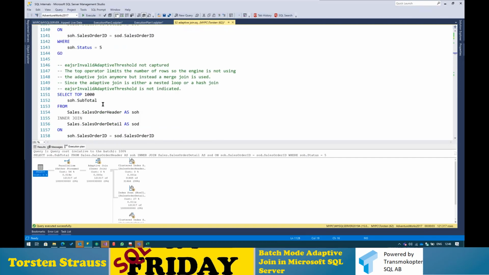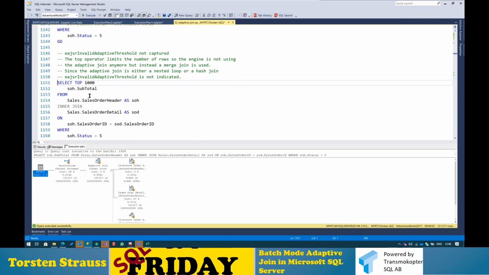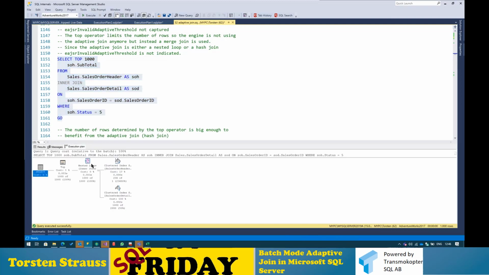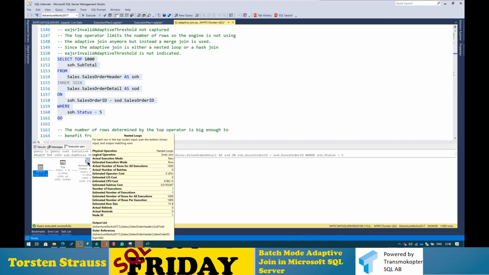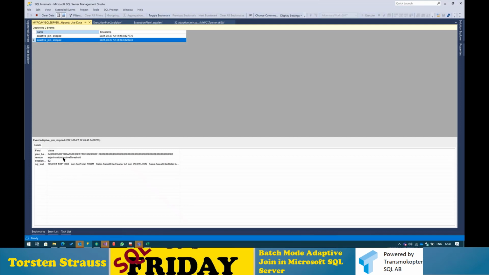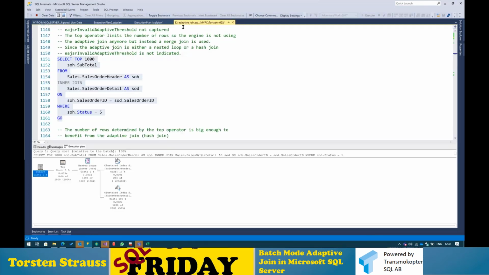When I now go forward and ask for 1000 rows, SQL Server considers the threshold for the first time, because now it will compare the top 1000 with the internal threshold, and the threshold was set to 1283. When I execute this query now, we still see a nested loop because we didn't reach the threshold. And again, we will see an extended event, for the same reason and for the same query, but we ask for 1,000 records.